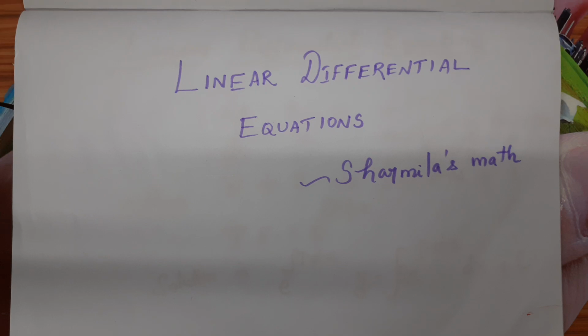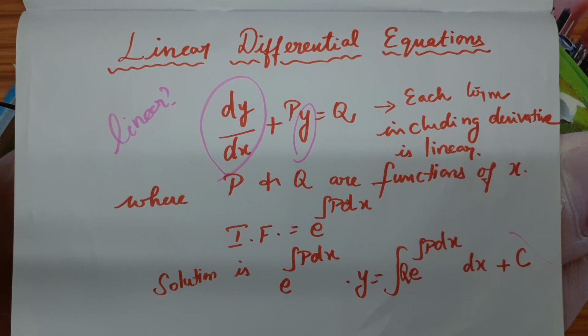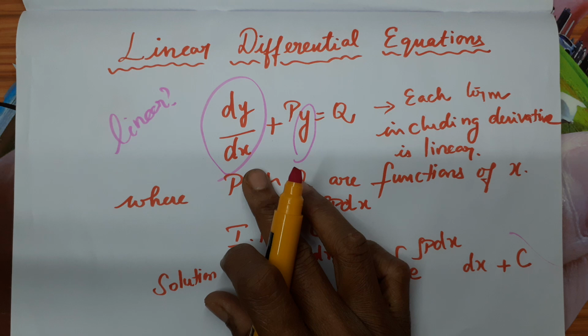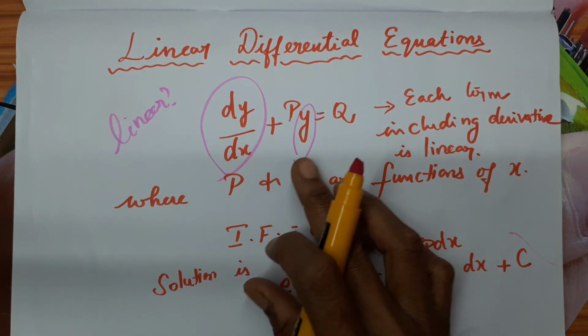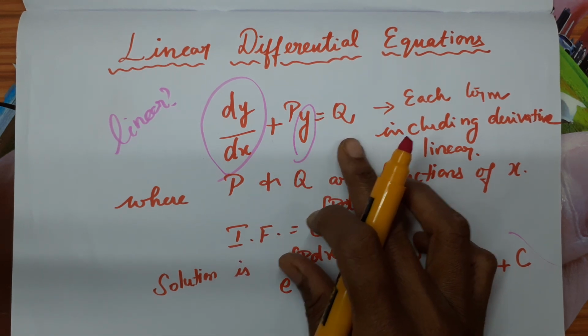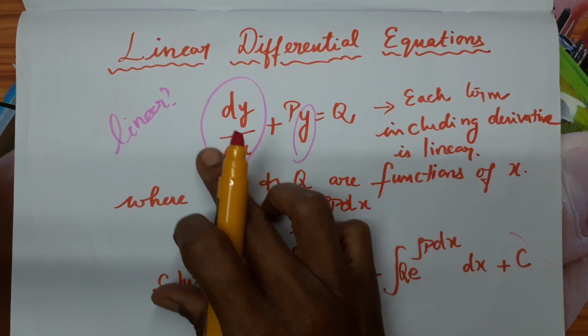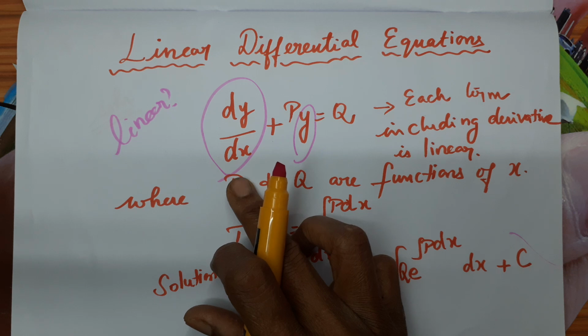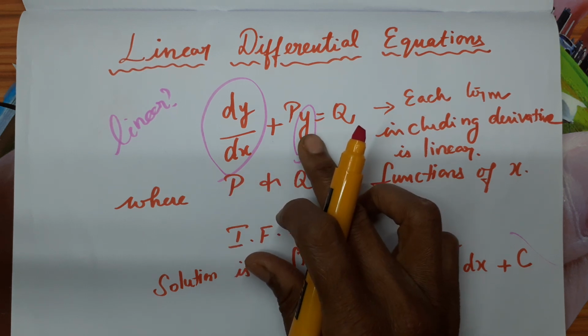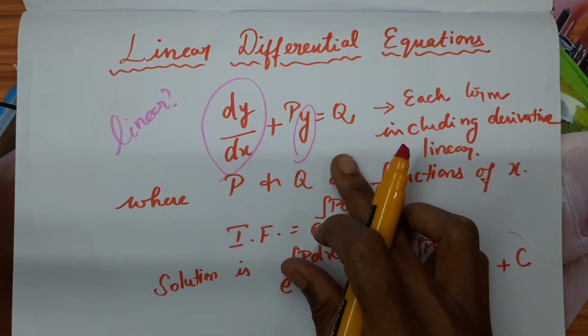In this video, we are going to see about linear differential equations. What is a linear differential equation? A linear differential equation is of the form dy by dx plus py equal to q. This is a linear differential equation in terms of y. Here dy by dx is having power 1 and y is also having power 1. Such an equation is called a linear differential equation.